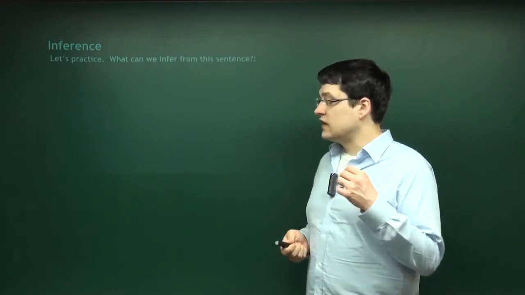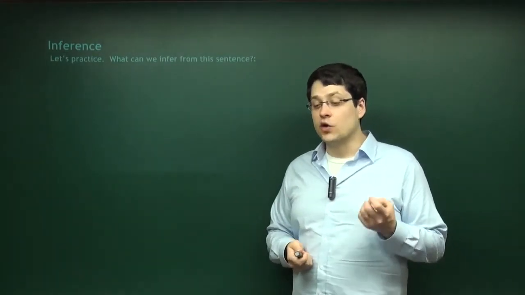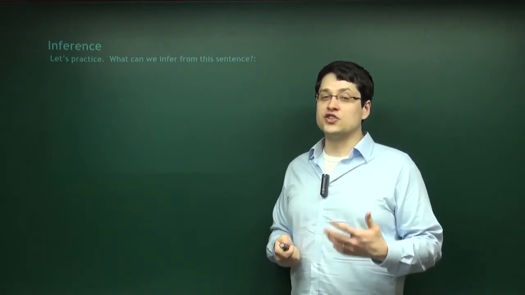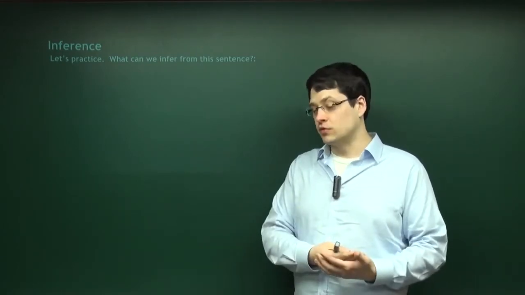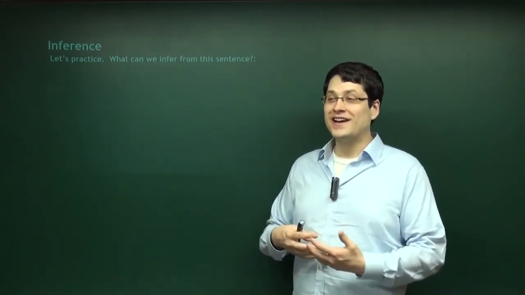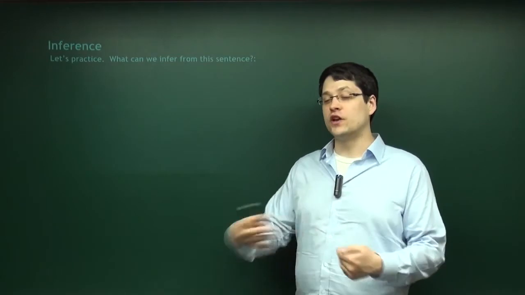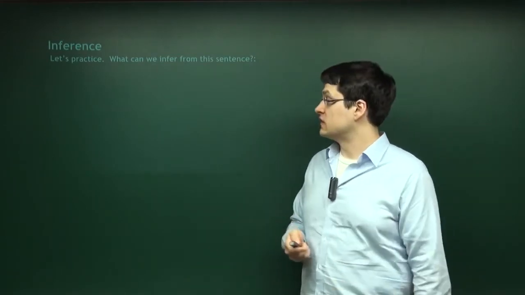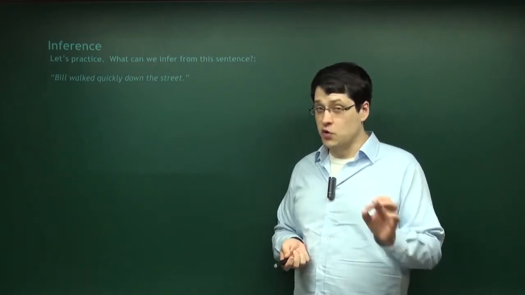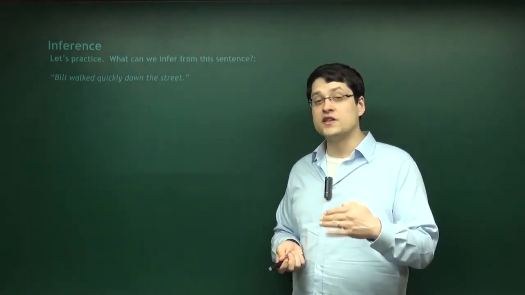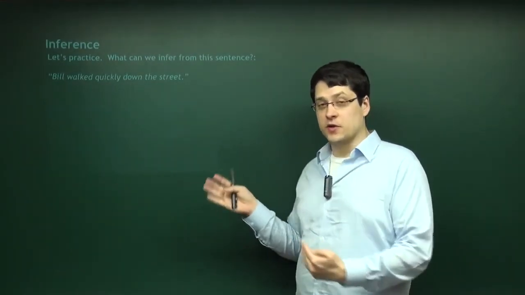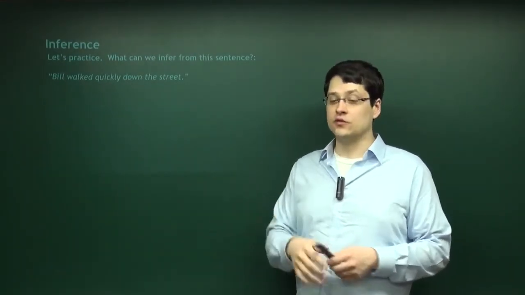So practice. Let's take a look at some actual text, and I want you to see what you can infer logically from the information in this sentence. What is it possible to deduce, like Sherlock Holmes? What is it possible to surmise, to guess, to figure out from the information in this sentence? Bill walked quickly down the street. It's a very small amount of information, but take a moment and try to think what you can safely assume based on this amount of information. Go ahead and pause the video and do what we normally do.